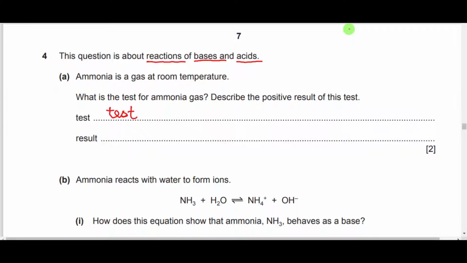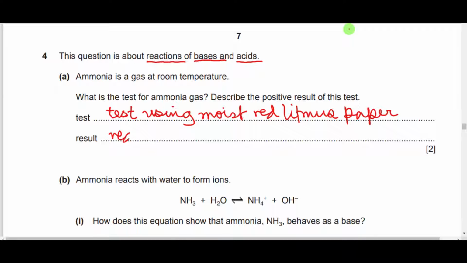Test using moist red litmus paper. So what will happen? What will be the result? Red litmus paper turns blue, to show that it's an alkaline gas.